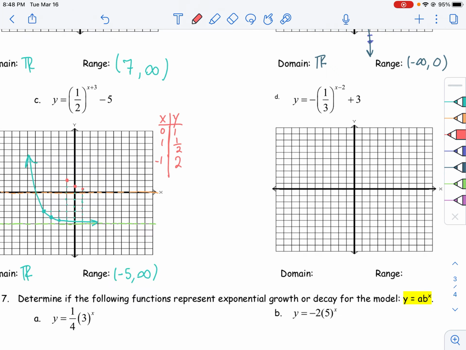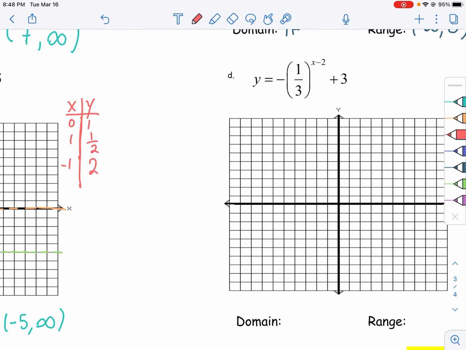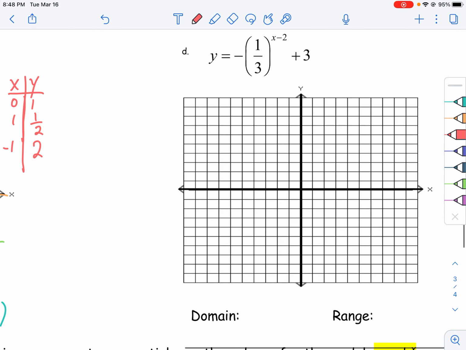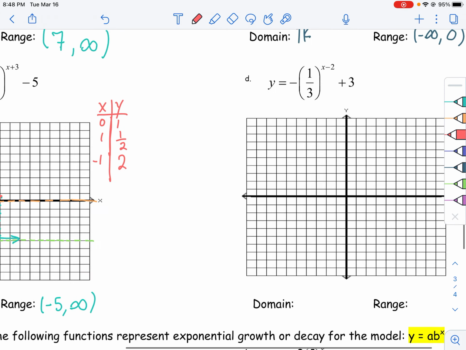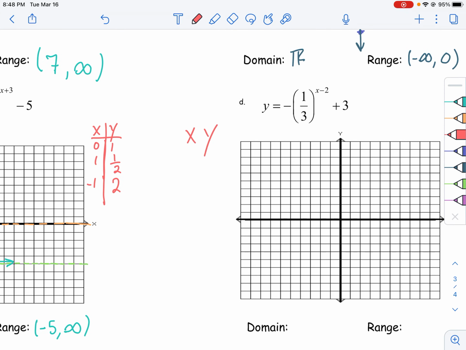Okay, last example of a graph here. So this one has a little bit of everything in it, right? We're looking at the 1/3. We've already done, oh no, we haven't done 1/3. Just kidding. So let's build an XY table. X's and Y's. You plug in 0, you get out 1, as always. You plug in 1, you get out 1/3. You plug in negative 1, you would get out positive 3. There's our table, right?